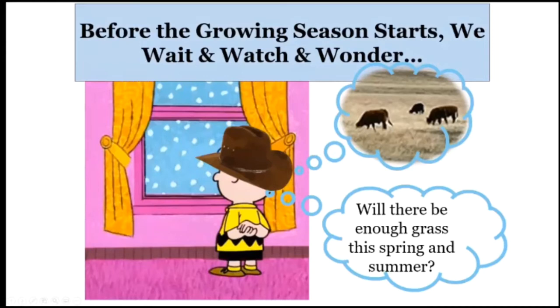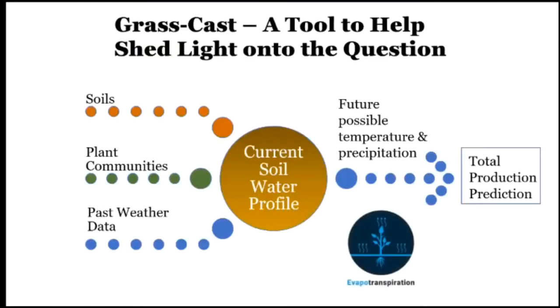This damages the rangeland for a long time, but it also damages the livestock, the livelihoods, and the culture of the people living there, all while we're waiting to find out how much moisture we will get and how much grass might grow. Therefore, GrassCast was created to help us see what might be coming in the future.